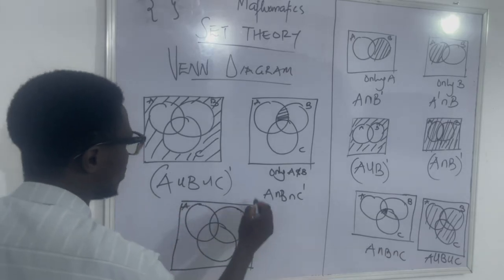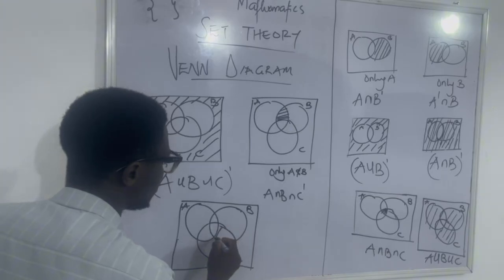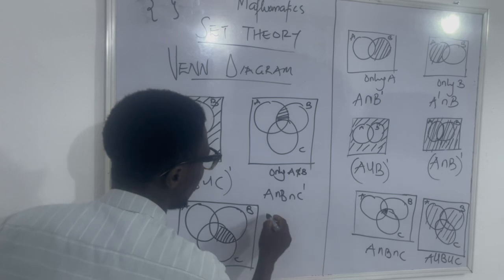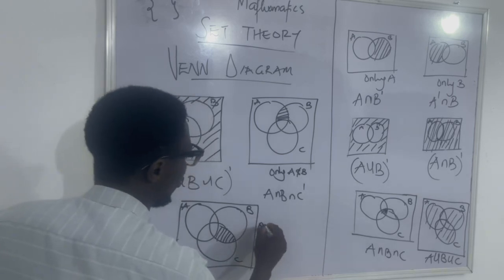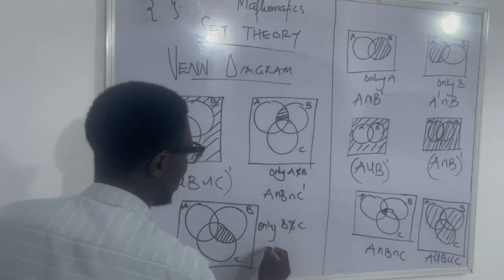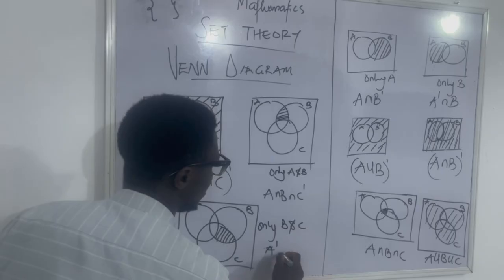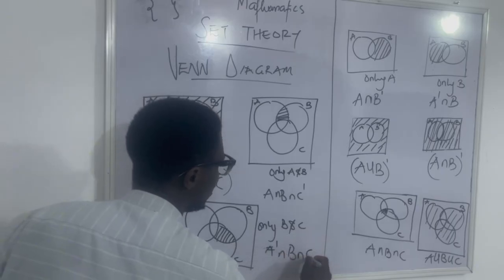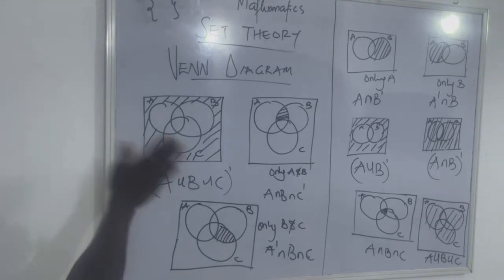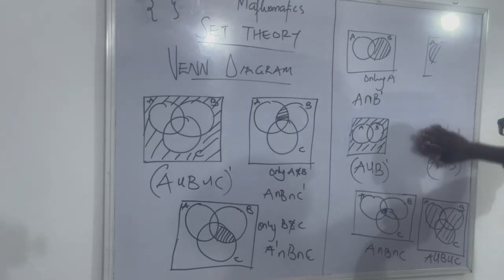This A, this B, this C. So now this is only B and C. That's A complement intersection B intersection C. Are we together? So if it's the other way around, that's A and C.